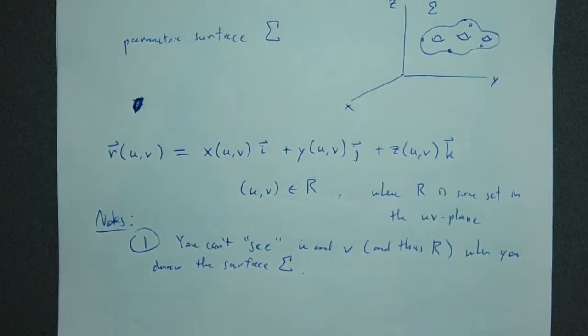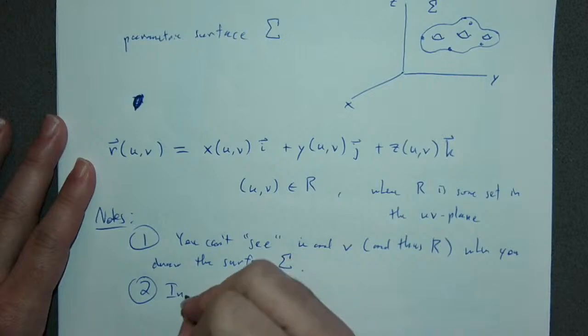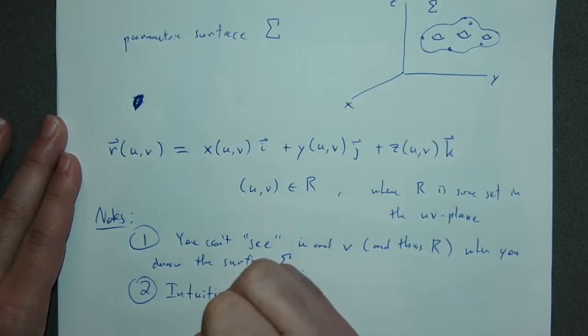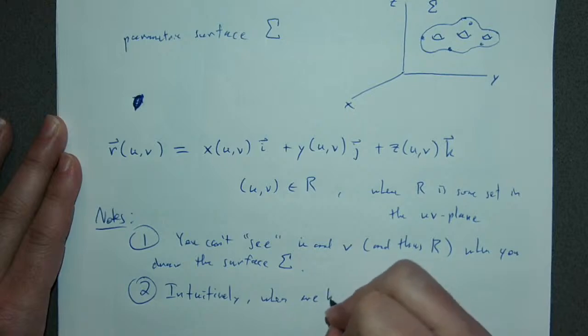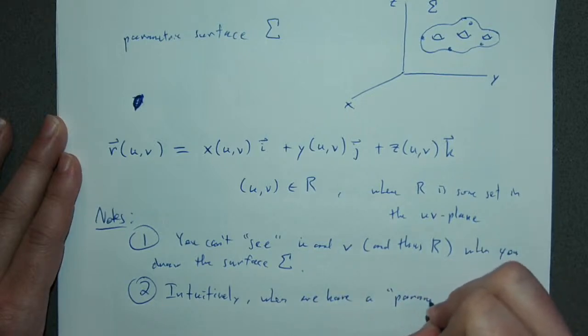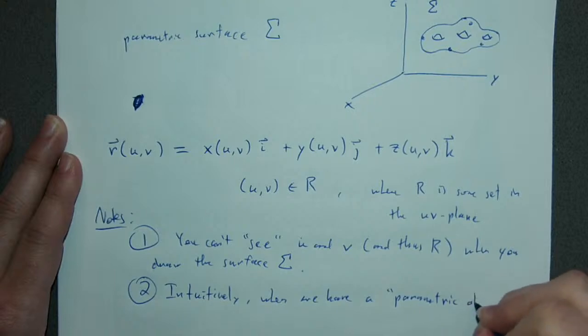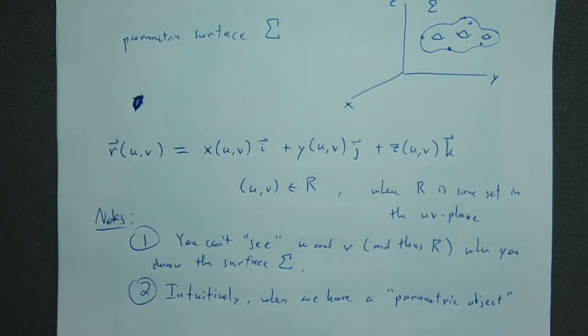Okay, so what's next? So intuitively, when we have, we'll call it a parametric object. Now, I'm not going to deal with any kind of parametric object other than curves and surfaces, but that's just because that's what this course calls for.